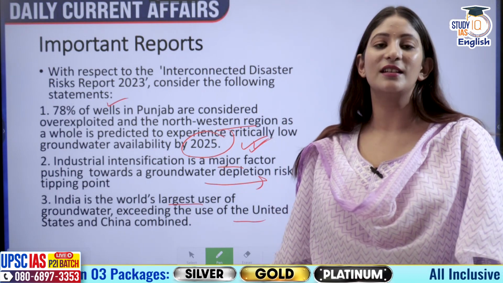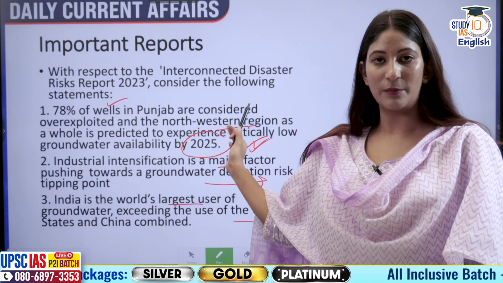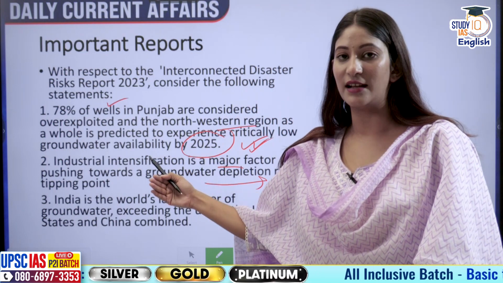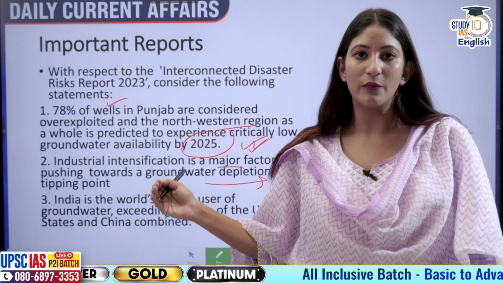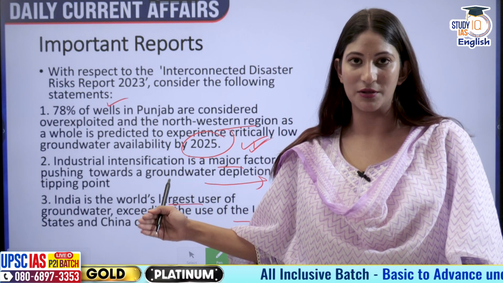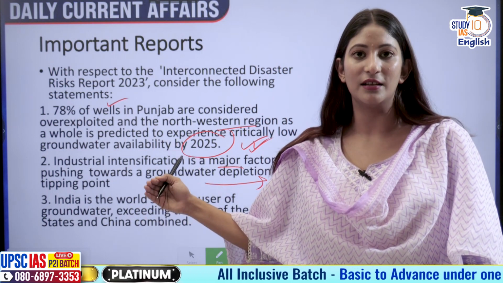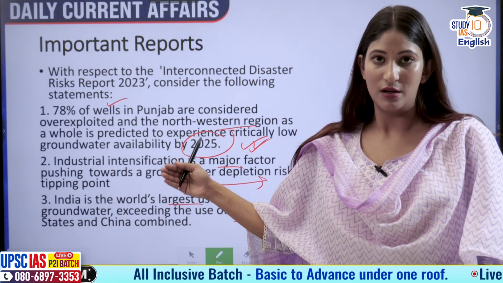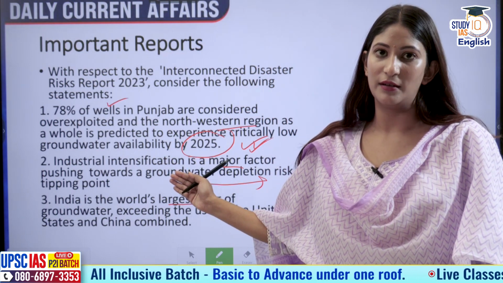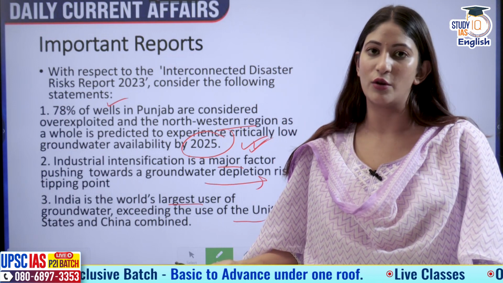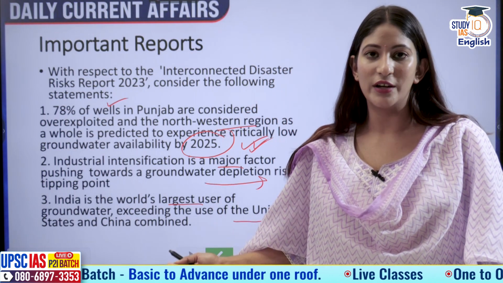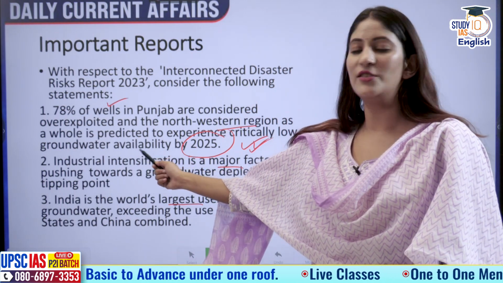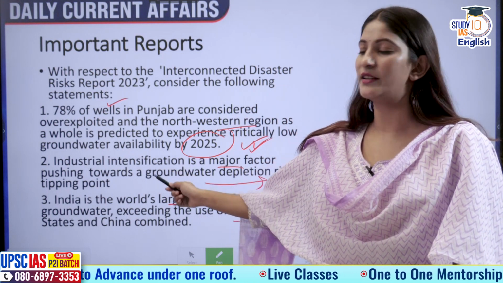Also, it is not just industrial. According to this report, it is actually agricultural intensification, using groundwater for staple crops such as rice, wheat. If we use too much groundwater for these, it will lead us to the groundwater depletion tipping point. Countries such as Saudi Arabia have already done that. India is moving towards it. So it should be agricultural intensification, not industrial.